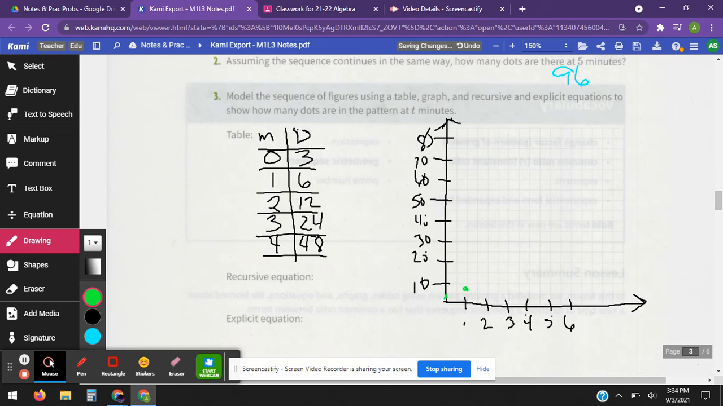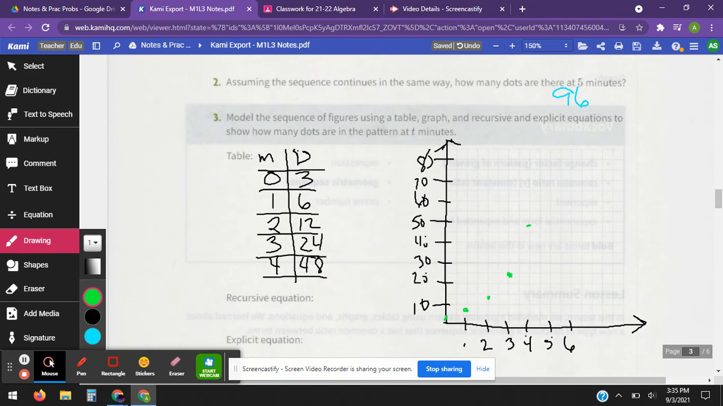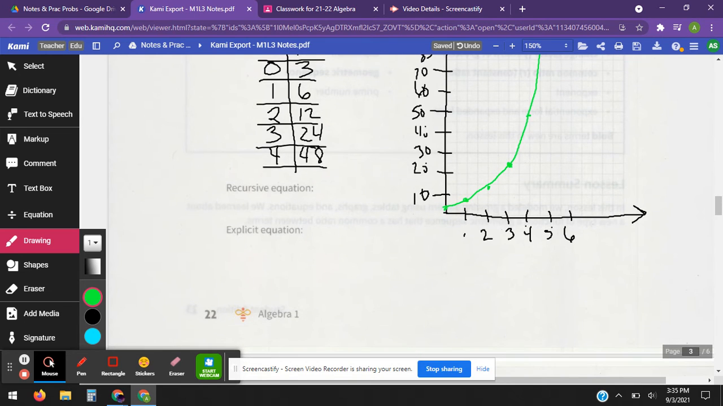2 is 12. 3 is 24. So it's just under this line. 4 is 48. That's a jump. And then 5 is 96, and that's 80. Woo! Hit a button. That'd be 85, so 96 is going to be somewhere up here. So notice how my line curves pretty steep on that. Pretty big jump. Let me go from there.